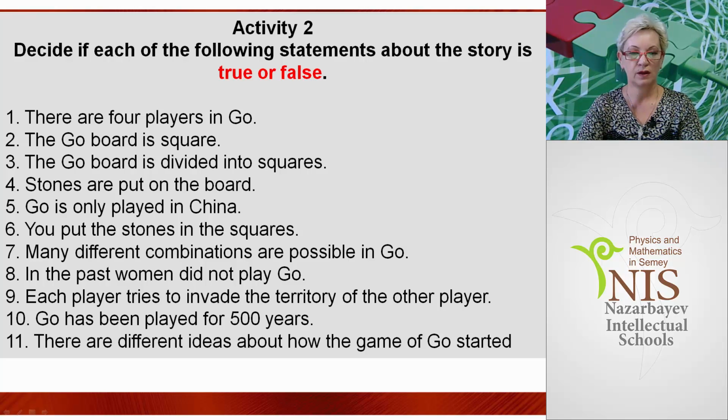Number 1. There are 4 players in Go. 2. The Go board is square. 3. The Go board is divided into squares. 4. Stones are put on the board. 5. Go is only played in China. 6. You put the stones in the squares. 7. Many different combinations are possible in Go.